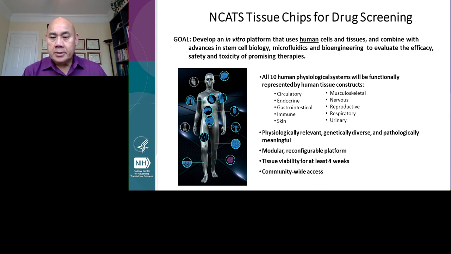It's intended to be modular, that is, it can be reconfigured such that individual organ systems can be plugged into other organ systems to form multi-organ systems, or to the point of actually creating a human body on a chip, with viability of the cells and tissues for at least 4 weeks.